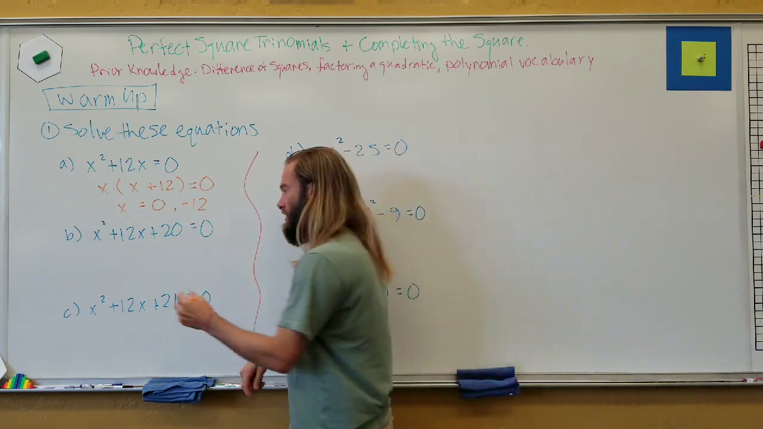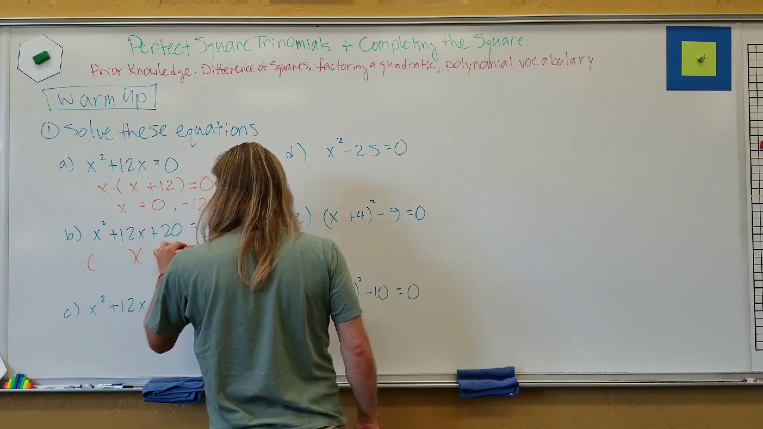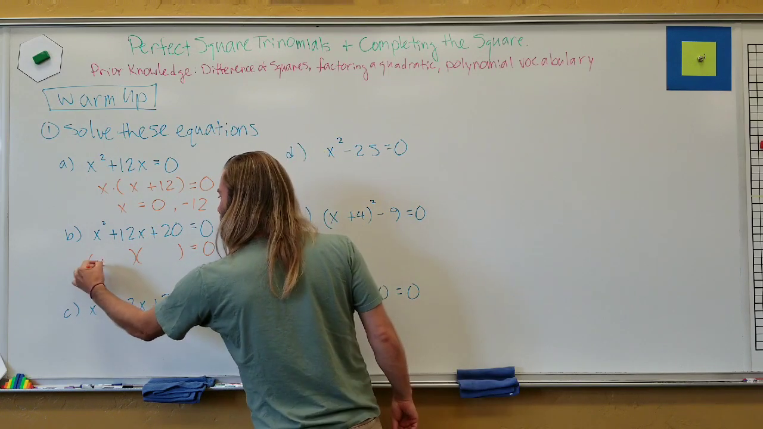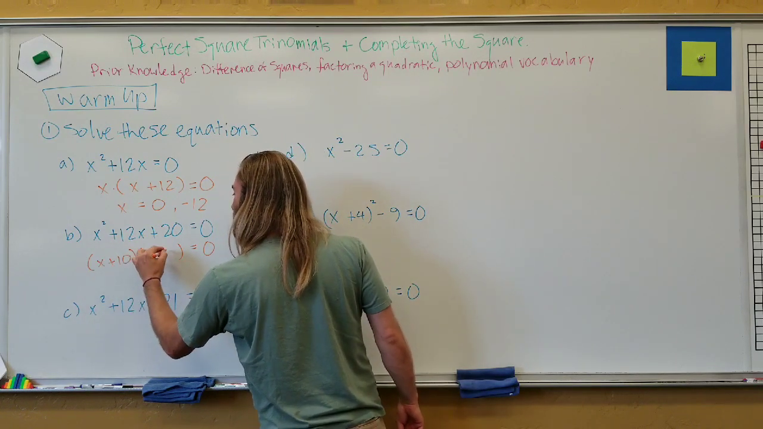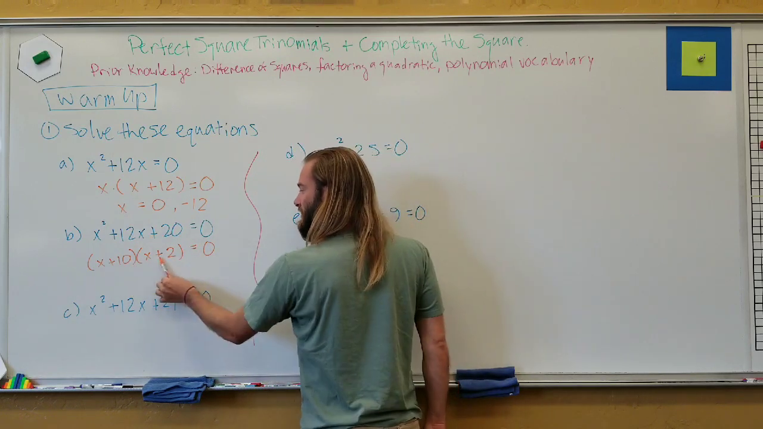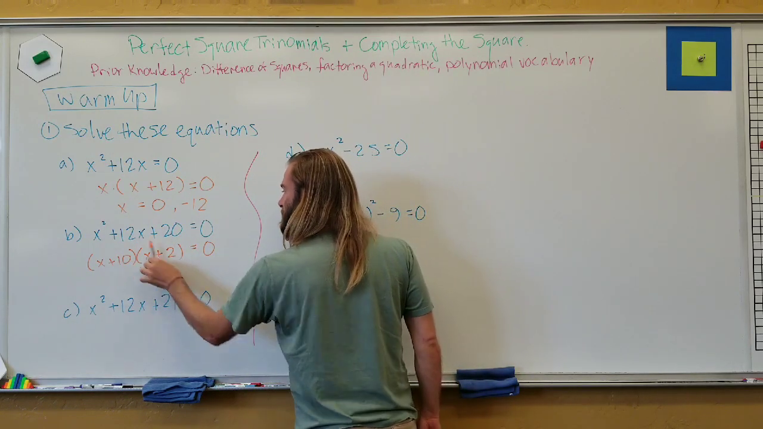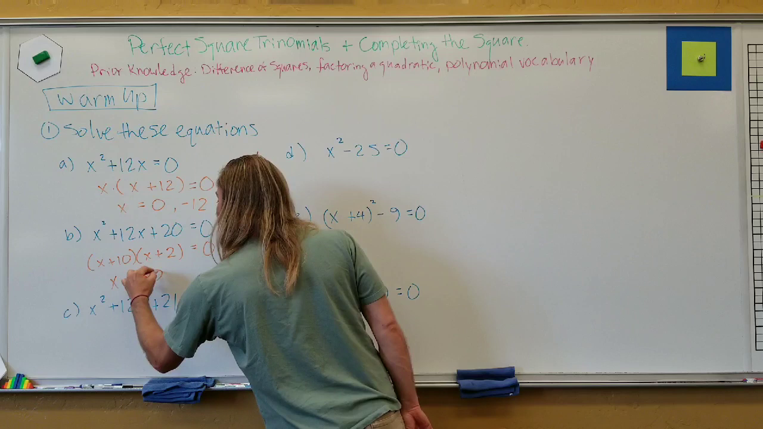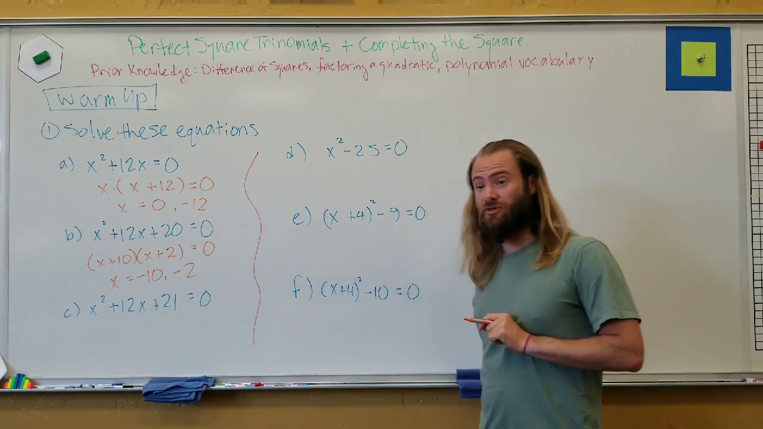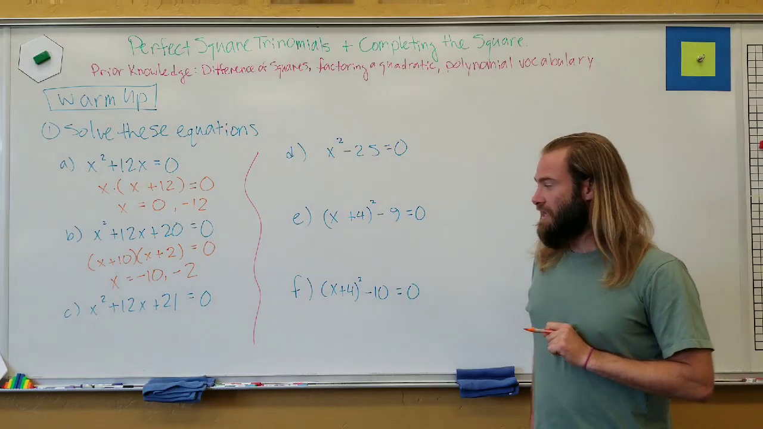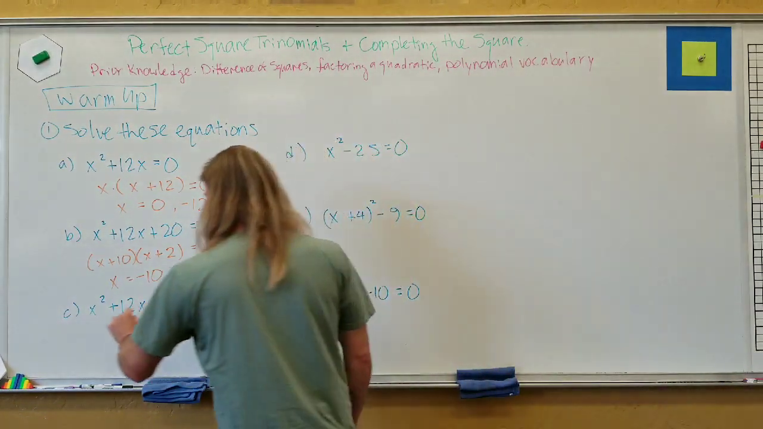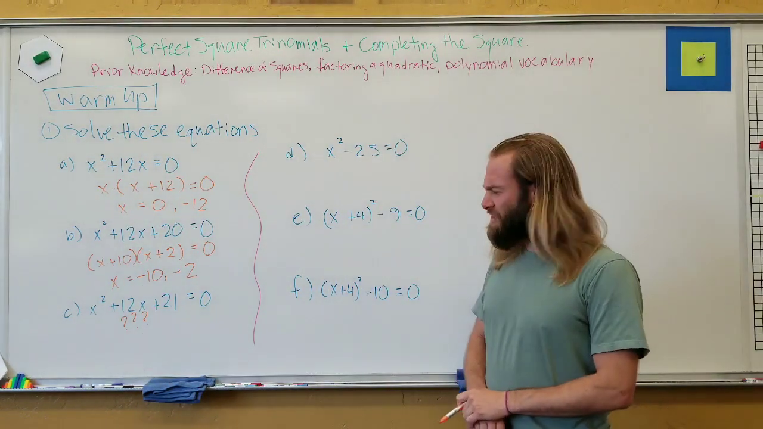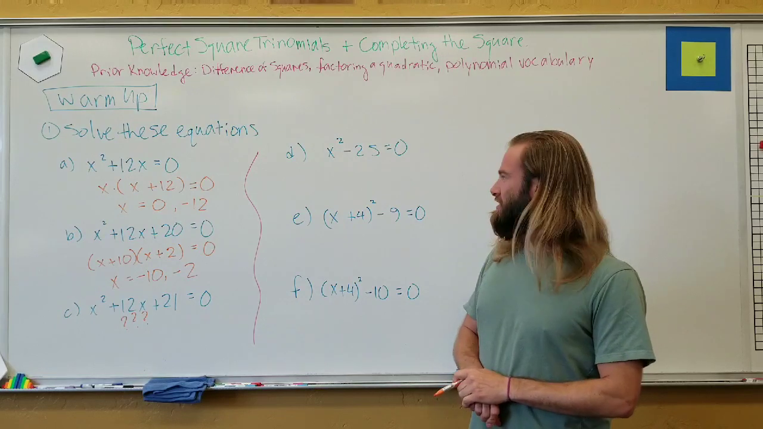Now for B, we again would want to try to solve this by factoring if we can, and we should be able to. I think this is going to be (x plus 10) times (x plus 2). 10 times 2 is 20, and 10x plus 2x gives me 12x, so yes, that's correct. And then we have x equals negative 10 or negative 2. Those are my two solutions to that equation. And last, as you probably realized, I'm not sure what to do with that equation. So for now, let's just leave that one, and we'll revisit it.